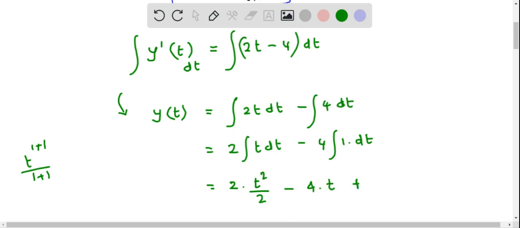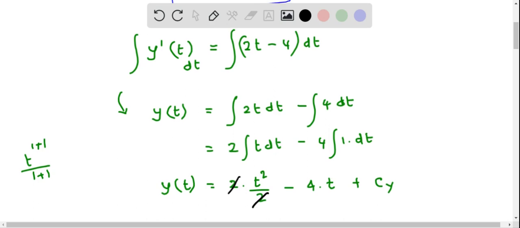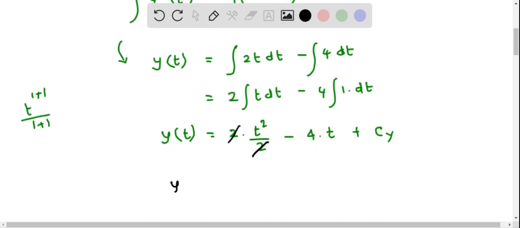We then put this integral constant for y of t function, which we put as c of y. So this is y of t. We will simplify this. This 2 gets cancelled, and so we can rewrite this y of t equals t squared minus 4t plus cy, where cy represents the integration constant for the function y of t.